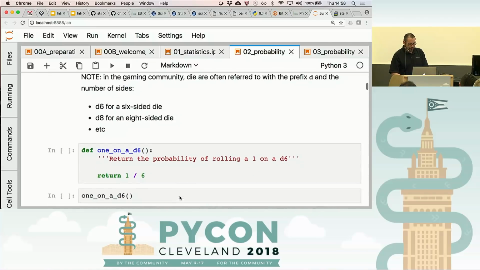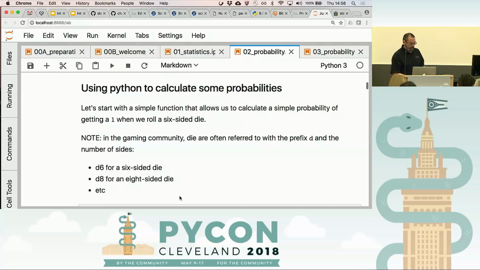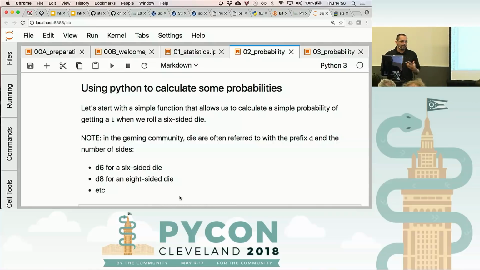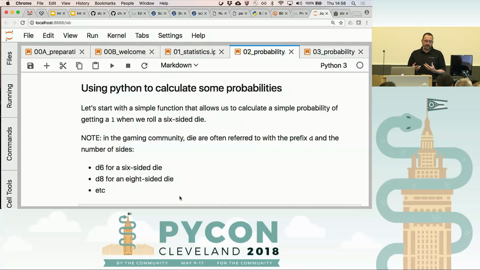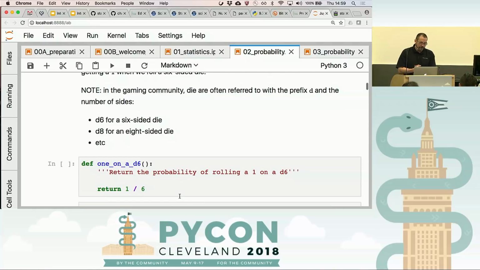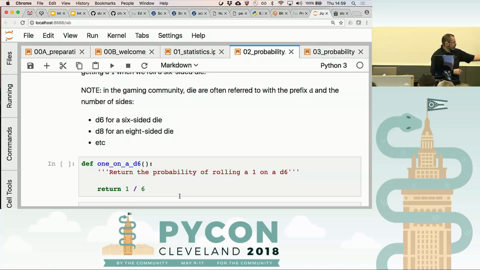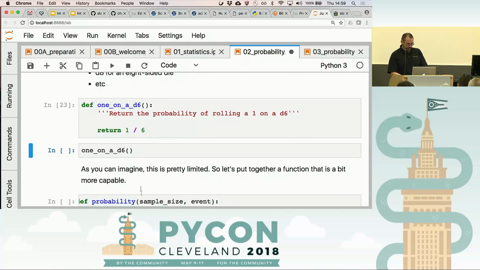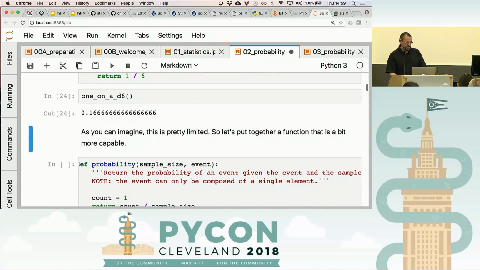So let's throw together a pretty straightforward function that will help us do this. For those who do not play D&D and those types of games, a D6 means that your die has 6 sides. A D8 means it has 8 sides. So let's make a real quick function that returns a 1 on a D6. And so I would calculate 1 divided by 6, and I get back, sure enough, 0.16.